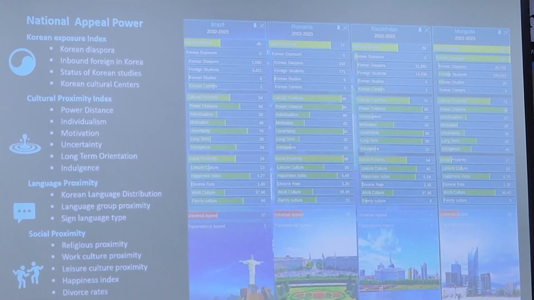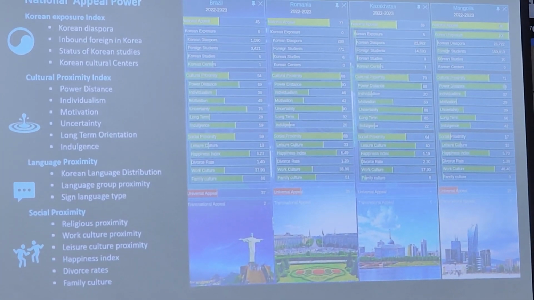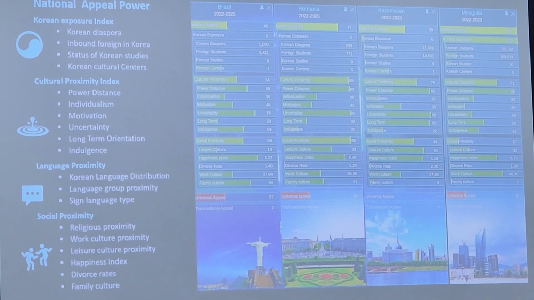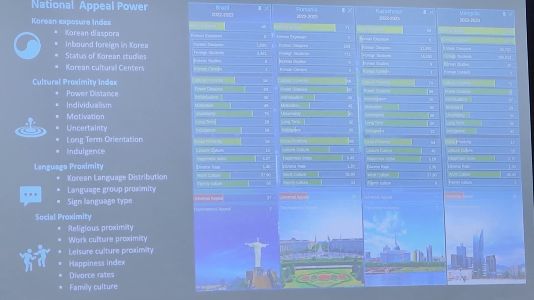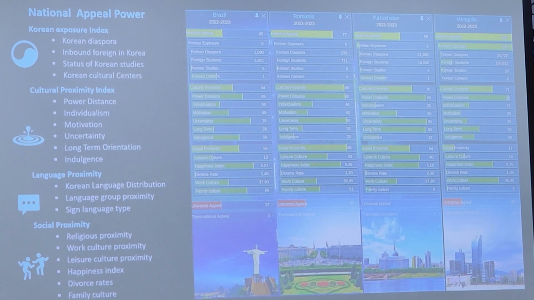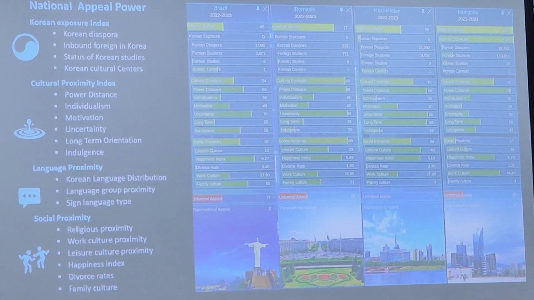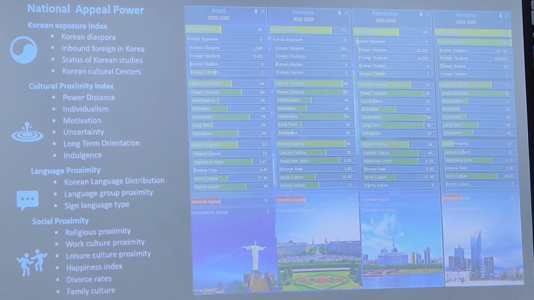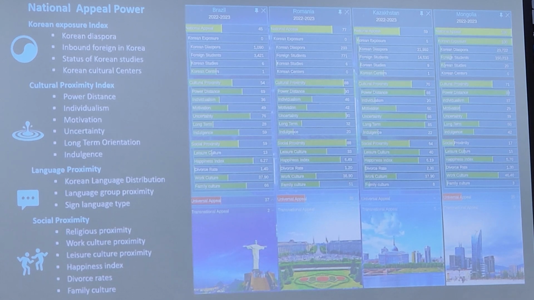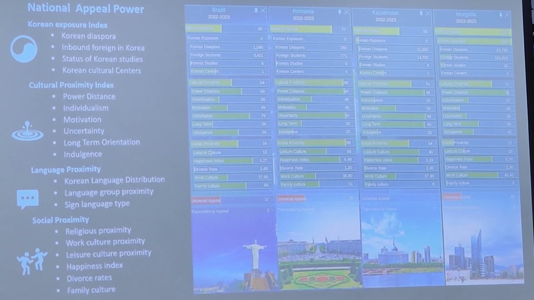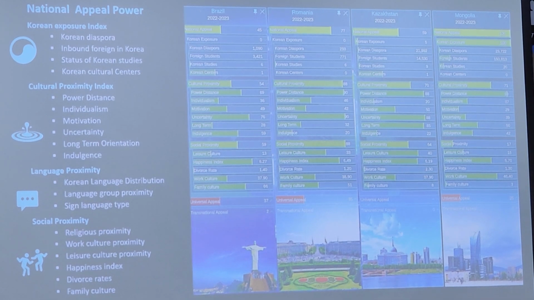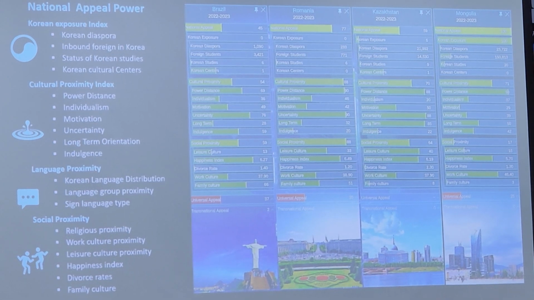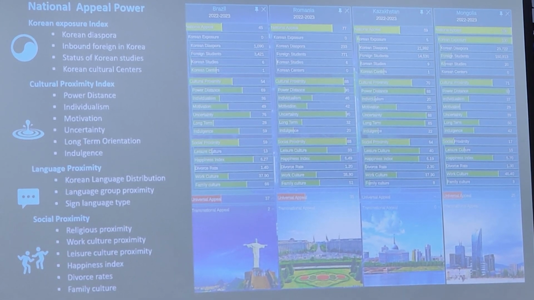And finally, the Korean exposure index, to what extent people living in a particular country are already exposed to Korean culture. Because the more they are exposed and the more it's a part of their daily reality, the more information they can eventually get on Hallyu and get attracted to it. So I'm looking at the Korean diaspora, how big or large it is in a particular country, inbound foreign students in Korea, the status of Korean studies, and things like that. And what is interesting, putting this on the map, and I highlighted it here in my presentation, is that Mongolia so far receives the highest score on national appeal power, right?